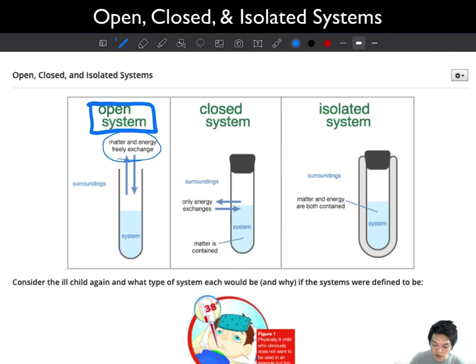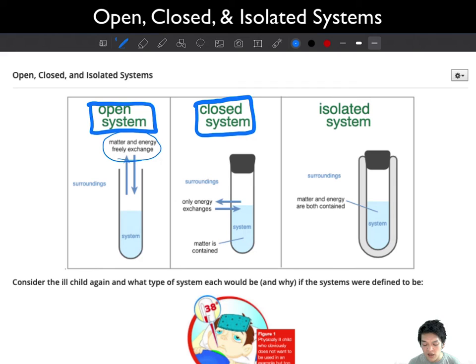In a closed system, it's implied in the name, you have a little cap that closes the tube. Now the system cannot get any matter from the outside. If you invert the tube, it doesn't spill out. So nothing can go in or out of it in terms of material matter. However, this test tube is still made of glass, usually, and glass is able to conduct heat.